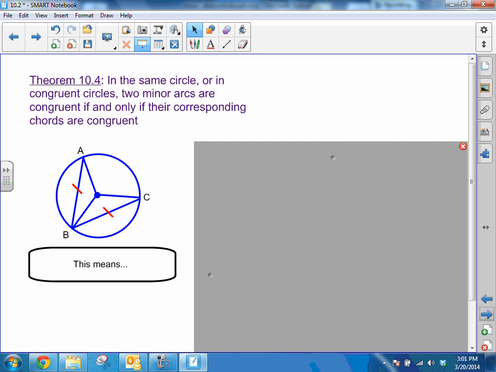Now remember, we can work with this theorem forwards and backwards. So, which way is labeled in the picture? The statement itself or the reverse? And what do we call the reverse? The converse. Which one do we have here?